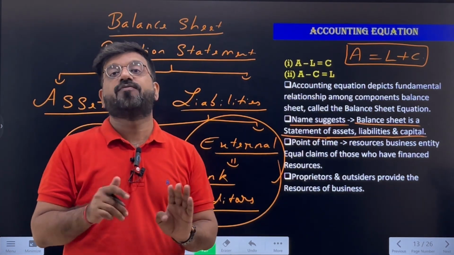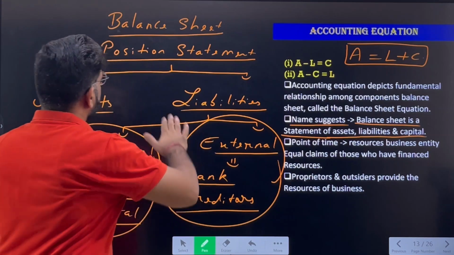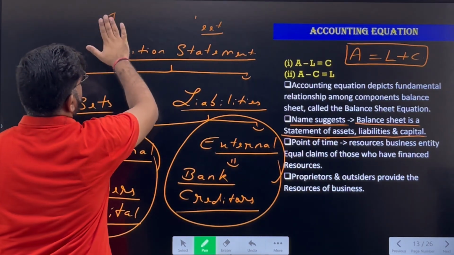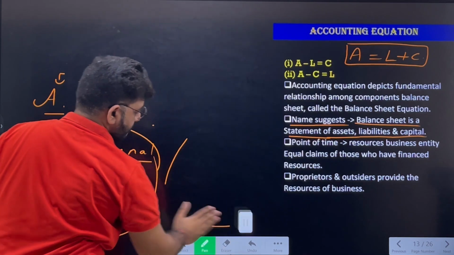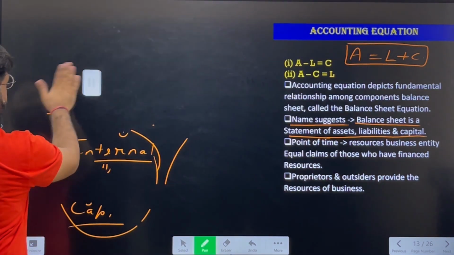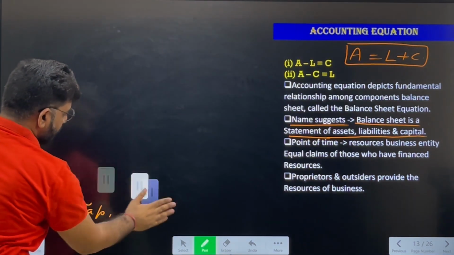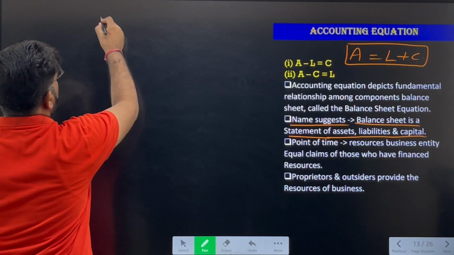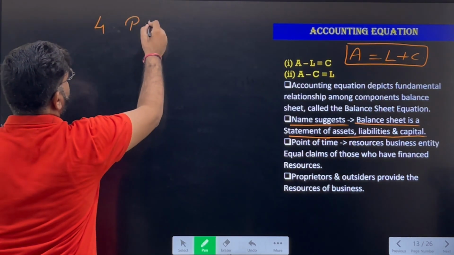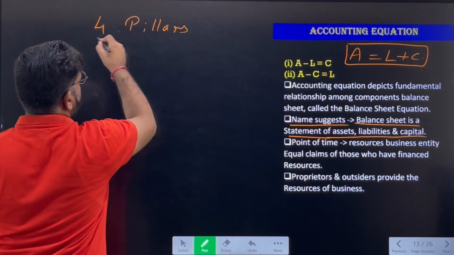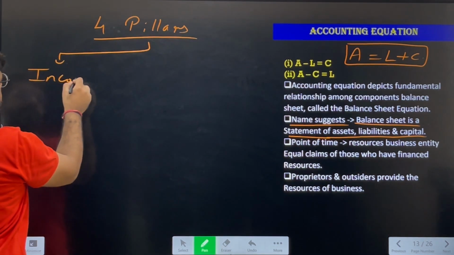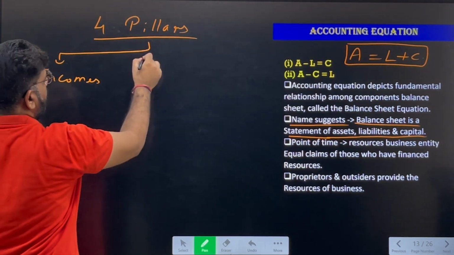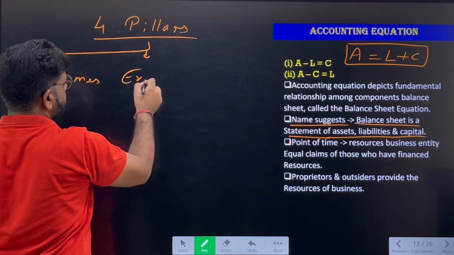Since we have four pillars in accountancy. Now, what are the four pillars? The first one is the incomes. The second one is the expenses.